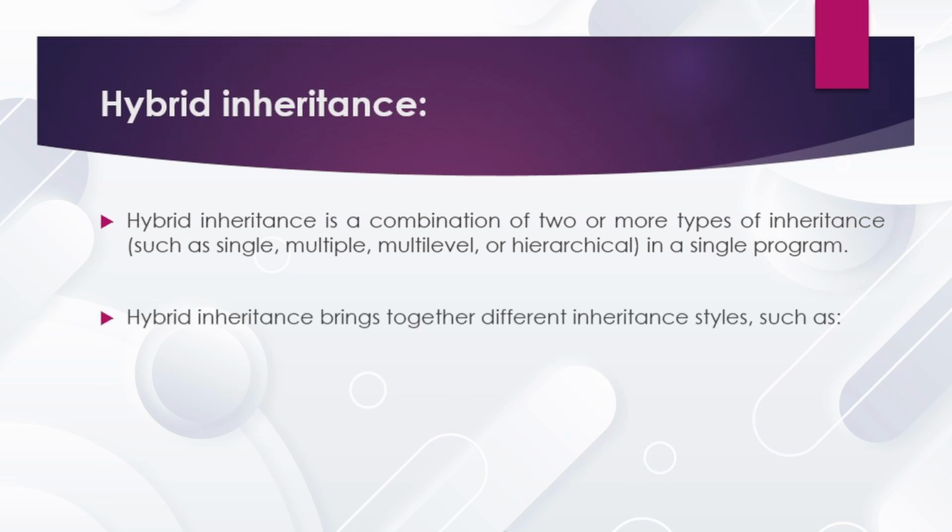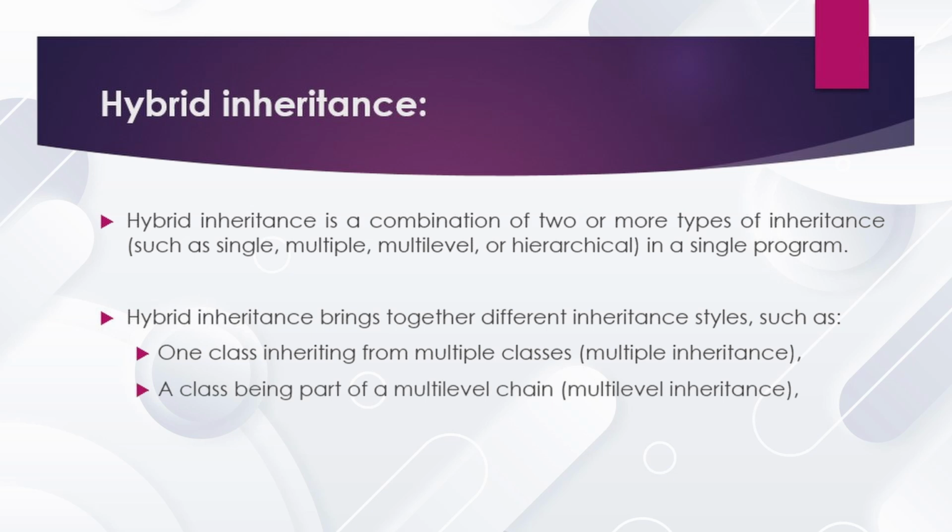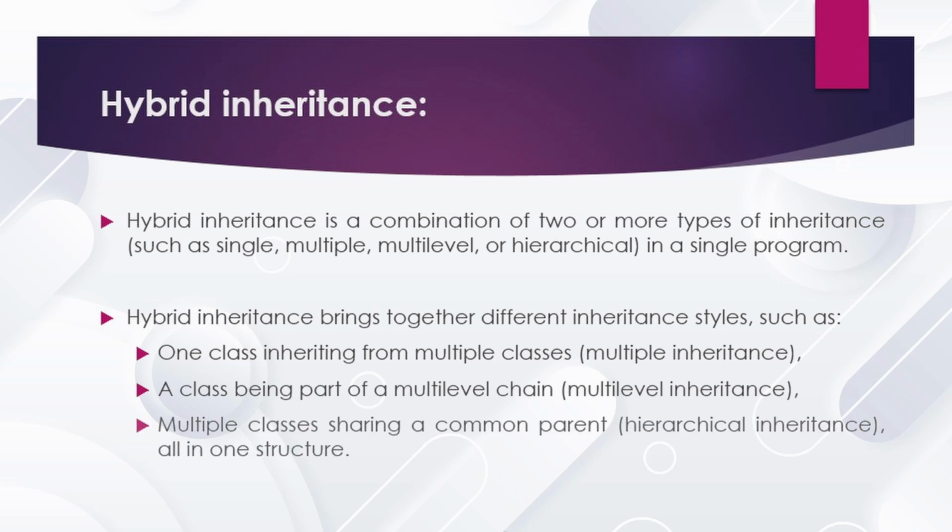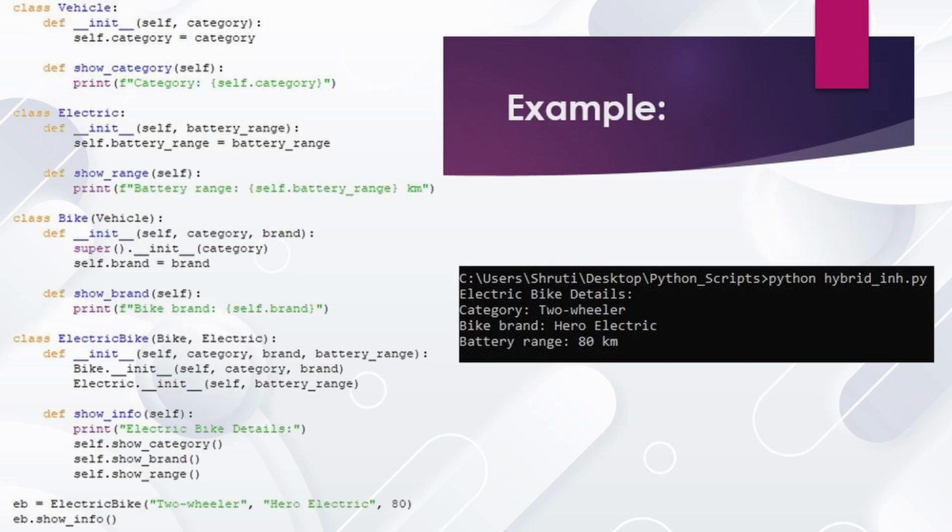Hybrid inheritance brings together different inheritance styles, such as one class inheriting from multiple classes, a class being a part of a multi-level chain, and multiple classes sharing a common parent, all in one structure. Let us look at an example to understand hybrid inheritance.